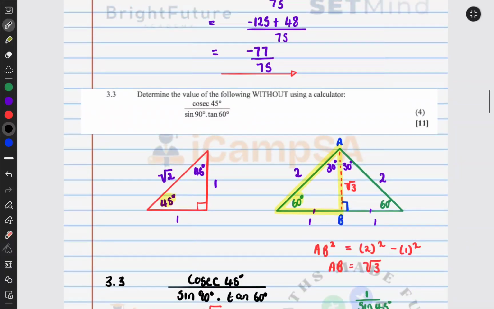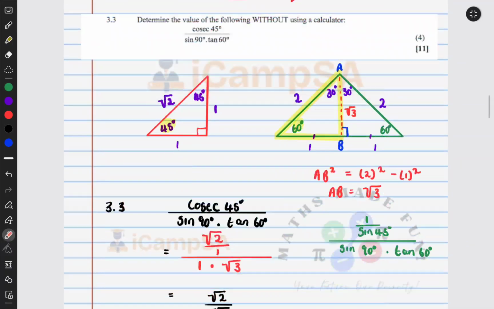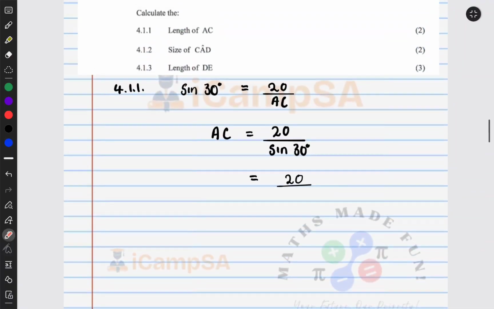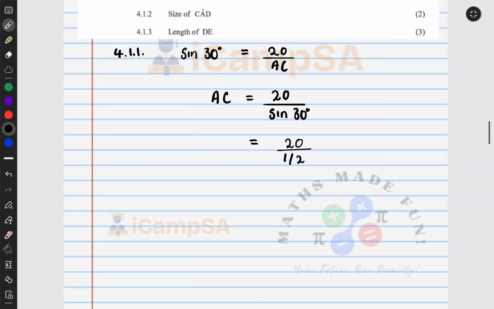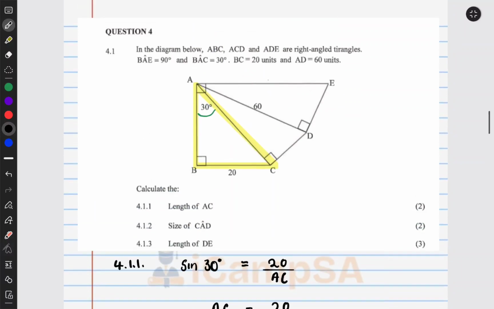What is sine 30? Sine 30 is a special angle. We come here, sine 30 is opposite over hypotenuse, so it's 1 over 2. Sine 30 is 1 over 2. So 20 divided by a half is going to be 40. So this is equal to 40 units, and what we're looking for here is AC. So we now know that AC is 40 units.